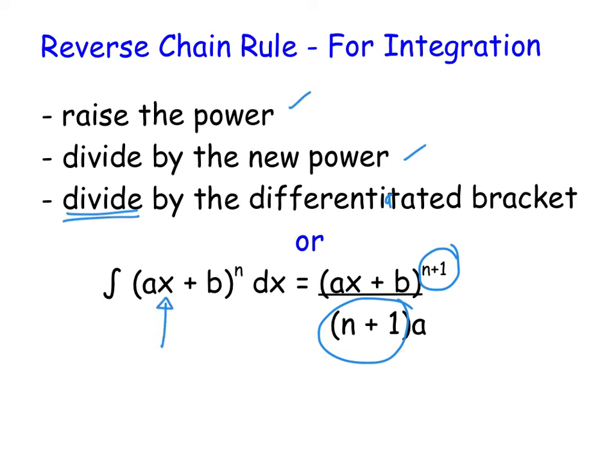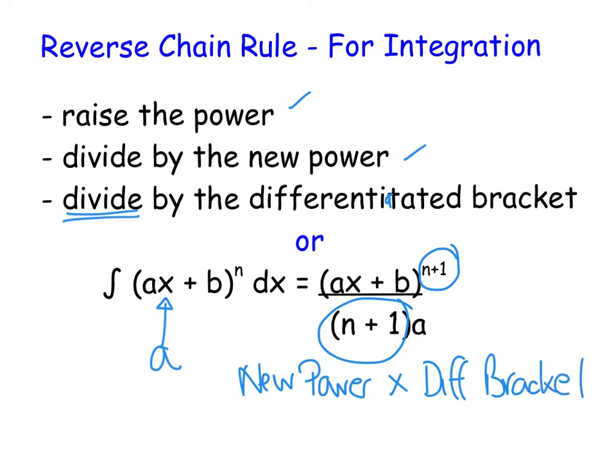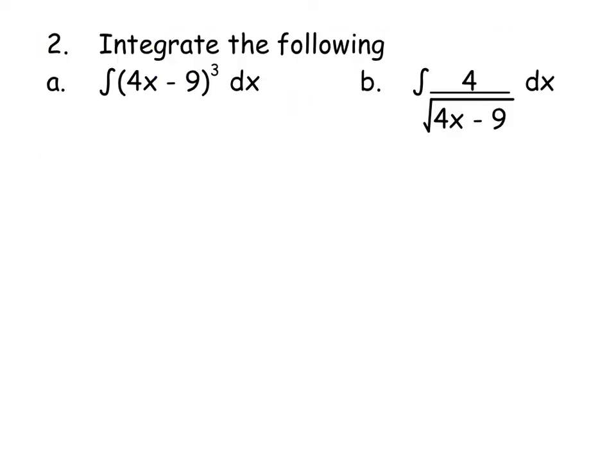Now when you differentiate that bracket, ax goes to just a. And when you divide by that, yes, it goes to the bottom of the fraction, but it's actually going to be multiplying by the power. So the bottom line is actually your new power multiplied by the differentiated bracket. And we'll see that in action in some of the examples, okay? So let's go. So question 2, we're going to integrate this first term.